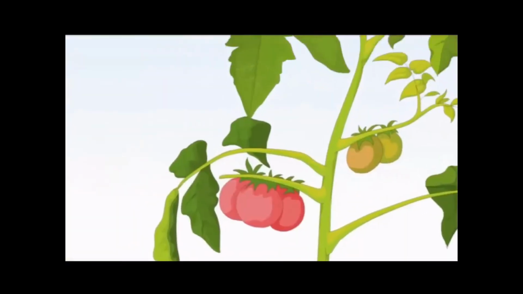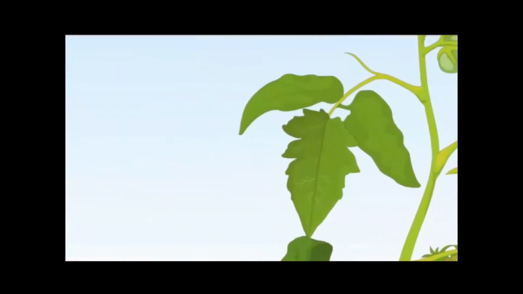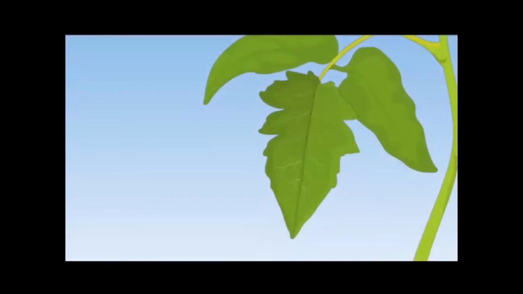Now let's move on and find out the functions of leaves. Leaves grow on stems. They are called the food factories of a plant. Observe the picture of the leaf displayed here. This leaf has a flat part called leaf blade. The edge of the leaf blade is known as the leaf margin.